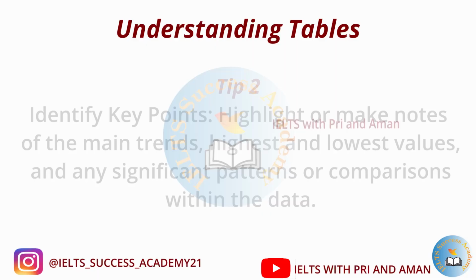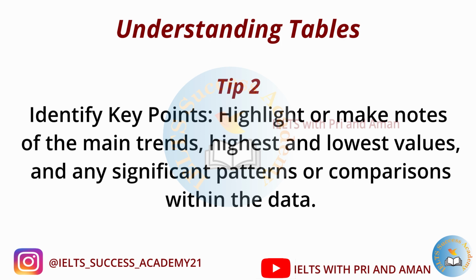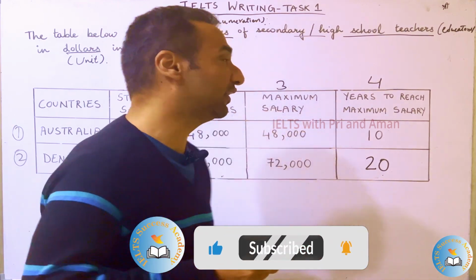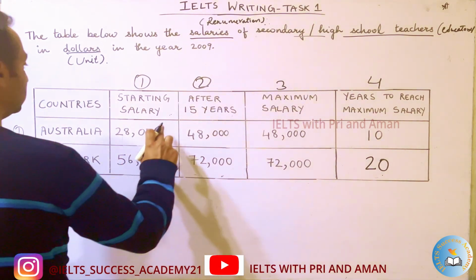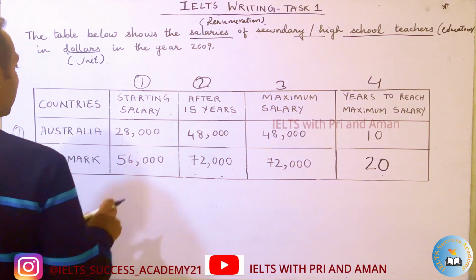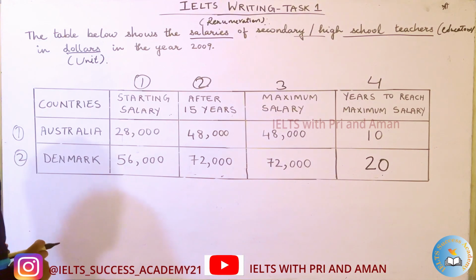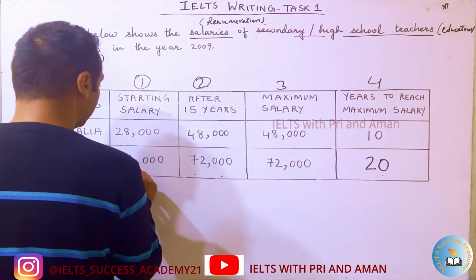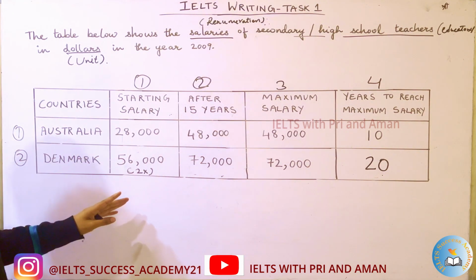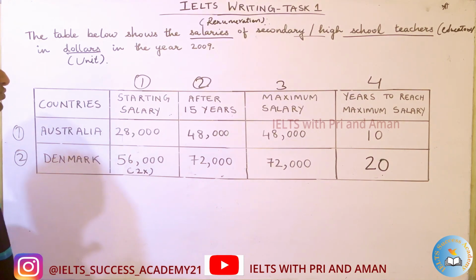So tip number 2 is identify key points. Highlight or make notes of main trends, highest and lowest value, and any significant patterns or comparisons within the data. Okay, we have to make comparisons within the data and we have to highlight main features of the data. So if we look at the category of starting salary, we'll see that the first data set has 28,000 while the second data set has 56,000, which is nearly double. Okay, this is 56,000, just twice of 28,000.